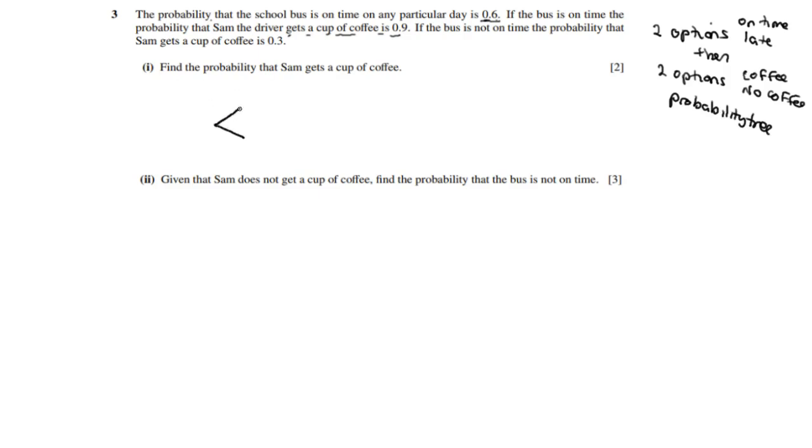So we start off, we've got our first decision to make. The first is whether or not we're going to be on time or late. And again, it's not really a decision, but we know the probability of it being on time is 0.6, which means the probability of being late is 0.4.